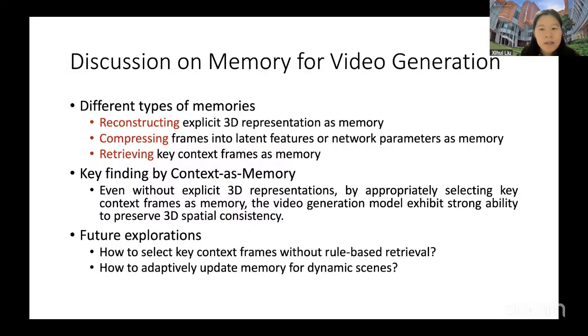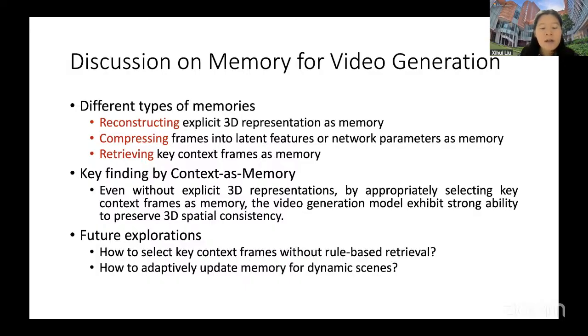But in our context as memory, we only use a very straightforward way of memory retrieval, and we think for this part there should be a lot more advanced approaches and explorations in the future. For example, for our work, context as memory, we use a rule-based retrieval approach. But we think a more elegant way might be selecting the key context frames in an adaptive way. Like we can enable the network to adaptively select the key context frames without the human-defined rules.